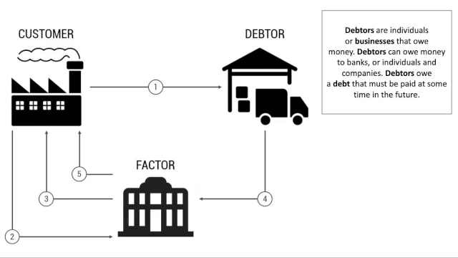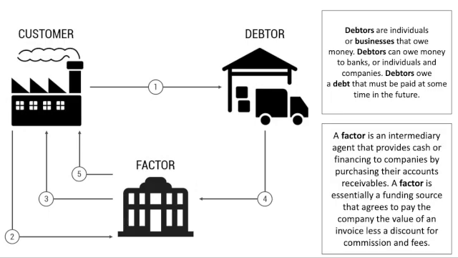Now, for the company that is trying to collect that debt, that would be considered to be a trade receivable. For the company who is the debtor and who owes the money, when they pay that debt, that is considered to be a trade payable. So a factor is an intermediary agent that provides cash or financing to companies by purchasing their account receivables. So in other words, they buy the debt.